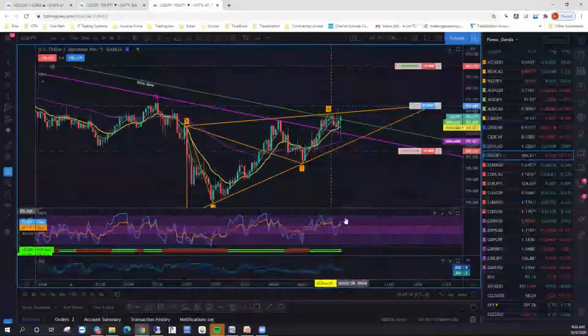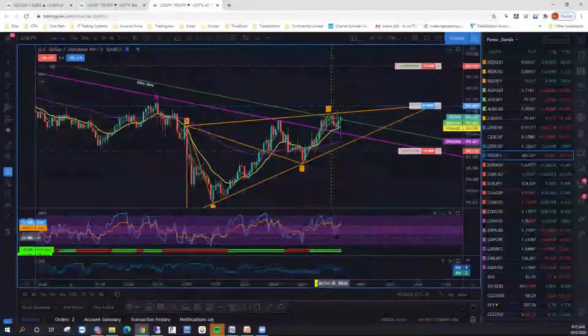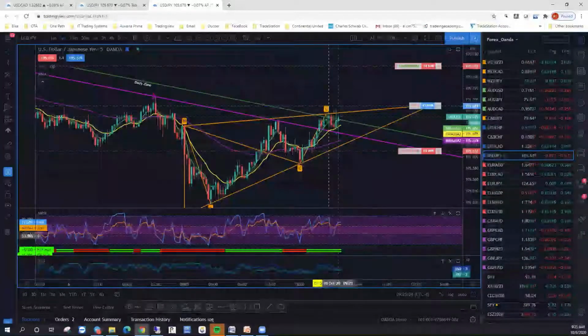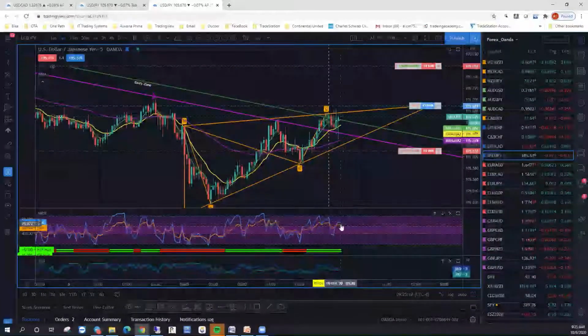I'm still liking this for a long right now. It came back down, pulled back, didn't close, came back into our 40-60 range, but our 8-period RSI is coming out of it.